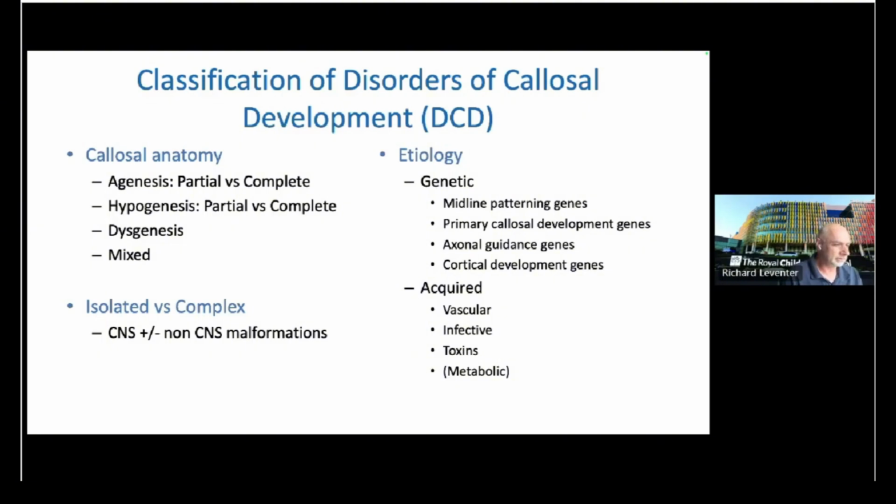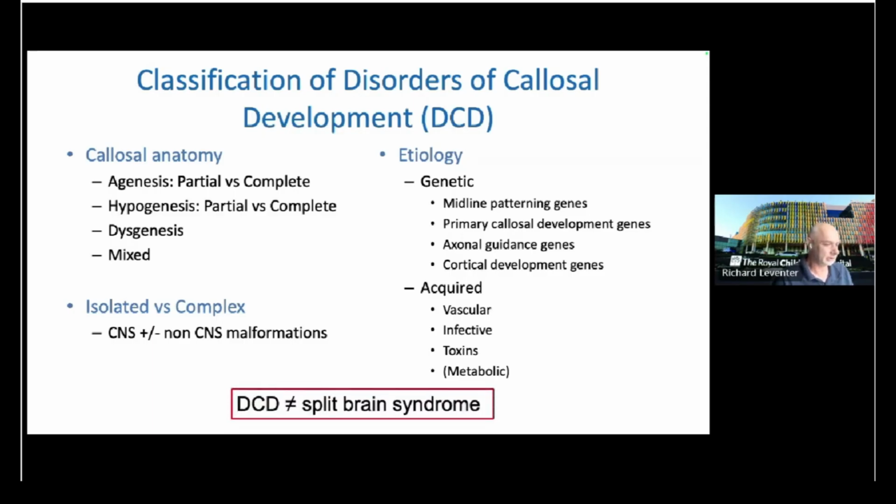And probably the best way to try and classify is really once you know the genetic causes. There are many genes and pathways associated with DCDs: midline patterning genes, primary callosal development genes, axonal guidance genes, cortical development genes. There are also acquired causes: vascular, infective, toxins, metabolic. I've put metabolic in brackets because many of those are genetic, but they tend to cause an acquired abnormality by toxic effects on the developing corpus callosum.